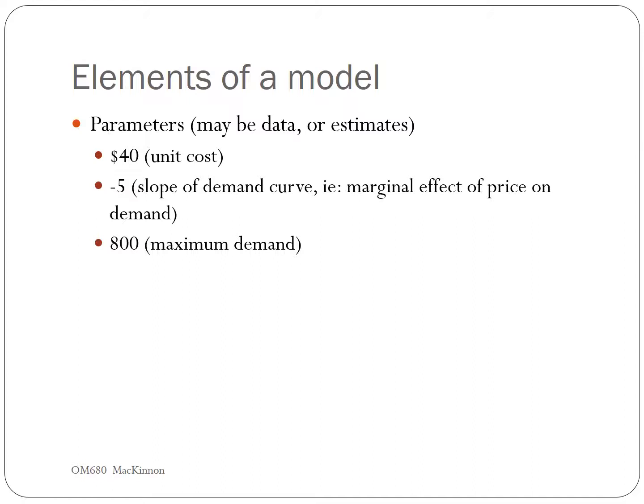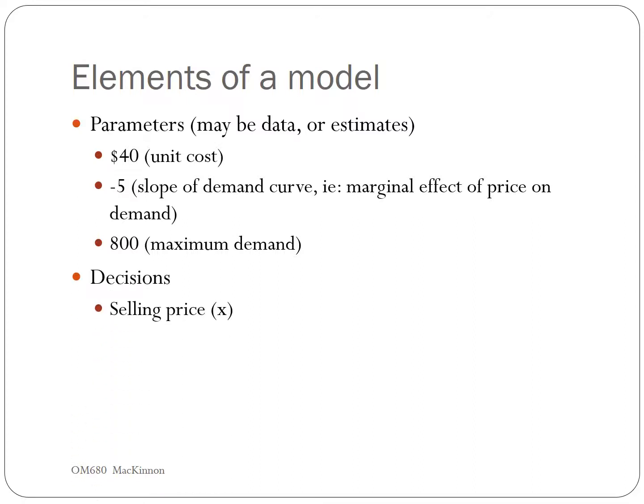Now, it has a negative number. So what does that mean? The marginal effect means that if our price goes up by 1 unit, in our case $1, demand will go down by 5. So for every dollar price increase, we would expect our demand to go down by 5. And that's the meaning of the negative sign. And if our price was 0, we would expect to sell 800 units. That's our maximum demand. So these are the parameters that make up our little demand curve.